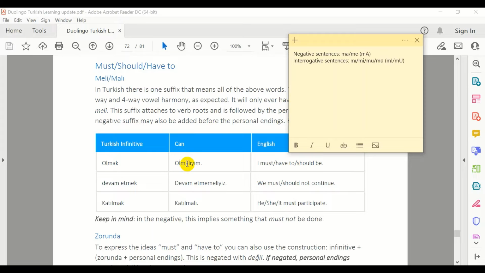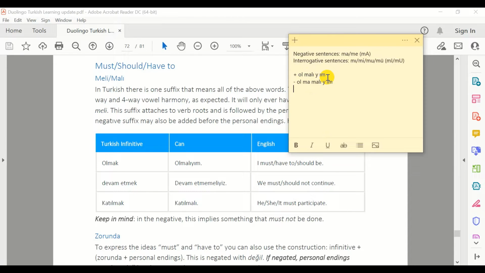See here this positive sentence, ol malıyım. It is the positive sentence. Ol malıyım, positive sentence. Negative sentence, ol mamalıyım. It is a negative sentence. Let me put some space here, so you should know, you should learn them first.